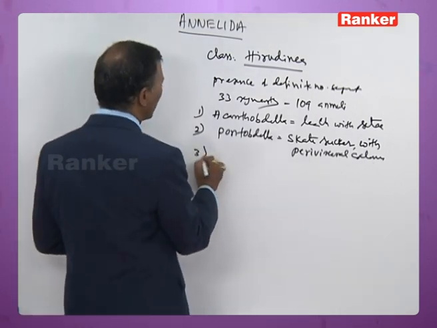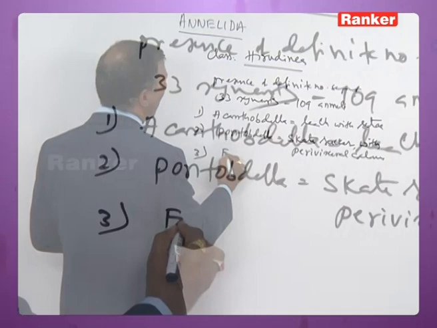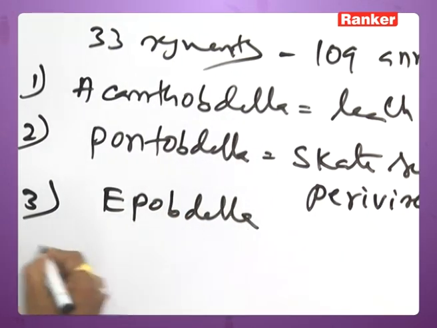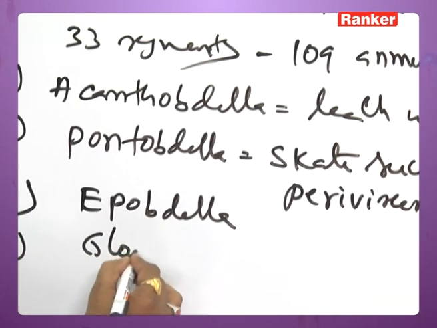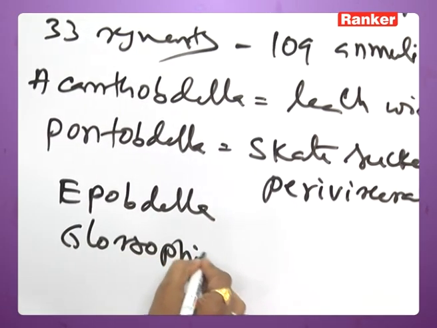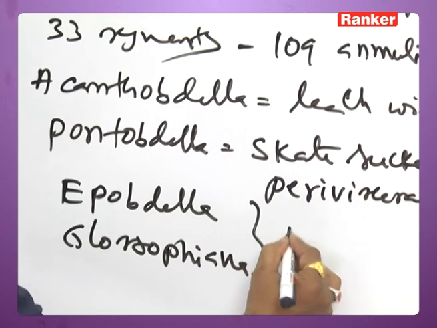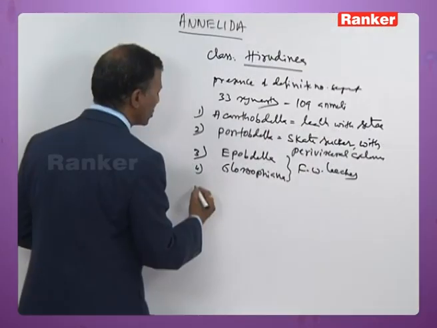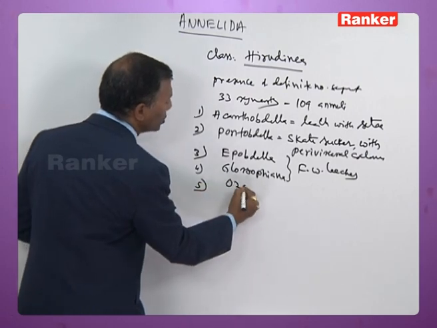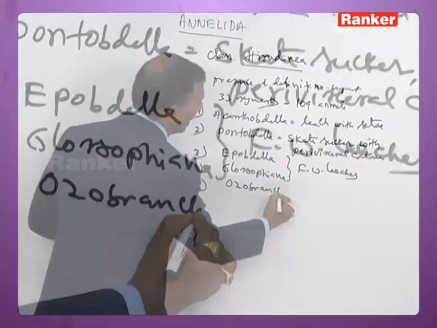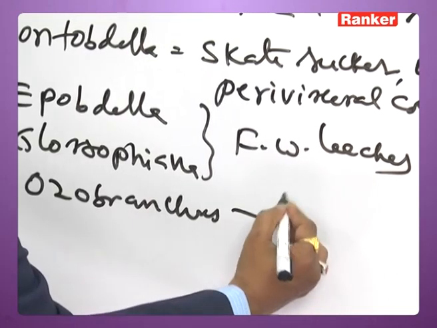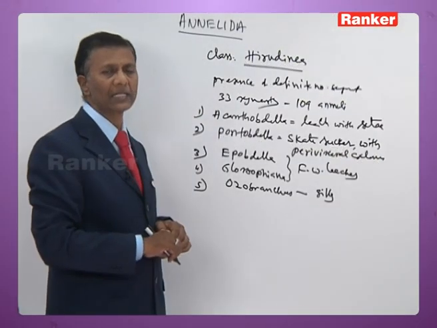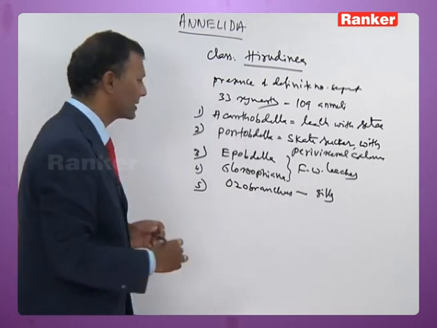Then next you have another example, Erpobdella, Glossiphonia. These are freshwater leeches. Both of them are referred to as freshwater leeches. Ozobranchus is a leech that respires through gills.